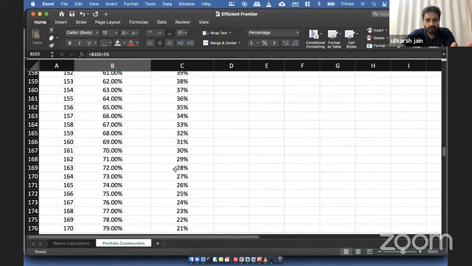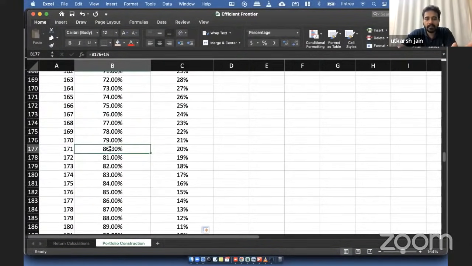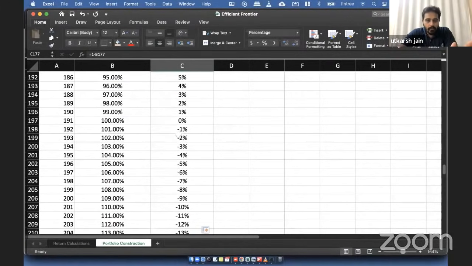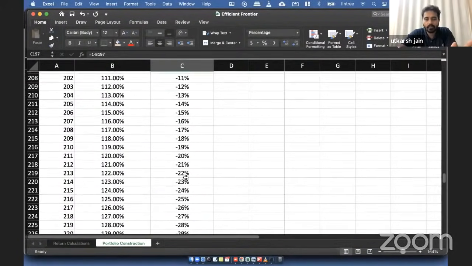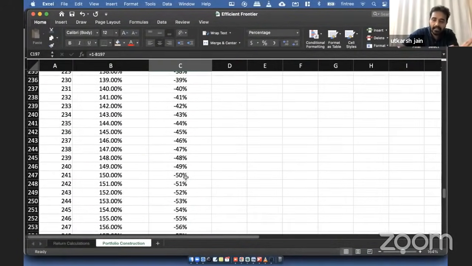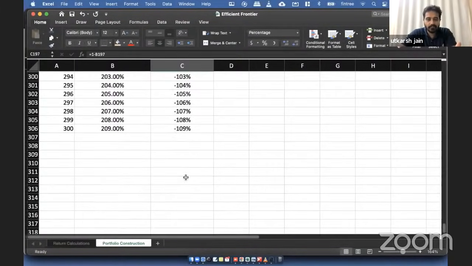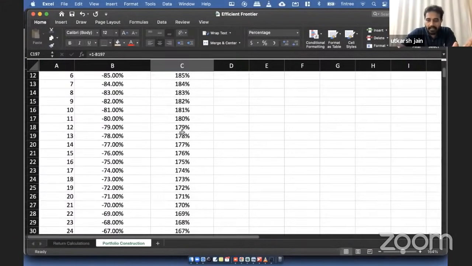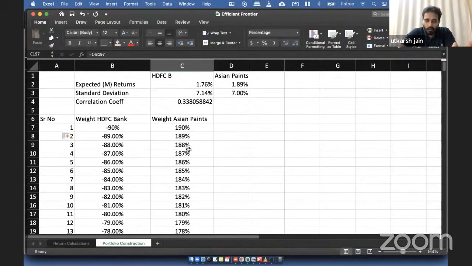And then, as we go downwards, slowly HDFC Bank is increasing the weights, and Asian Paints is decreasing. Then we reach a level where we are not investing anything in Asian Paints at all. 100% into HDFC, 0 here. And then we enter into negative territory for Asian Paints, like how we had negative for HDFC Bank. And in this fashion, we've created close to 300 hypothetical portfolios. Now that 1% gap that I kept, that's arbitrary. You could keep 0.5, you can keep 0.25. That's why we can create infinite portfolios out of it.